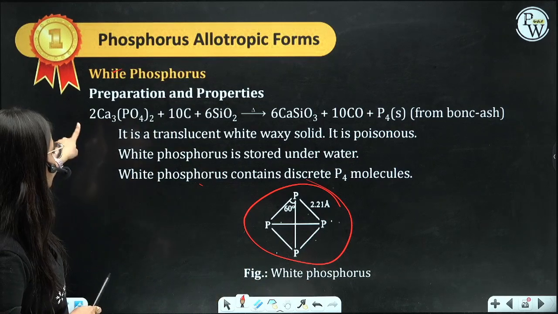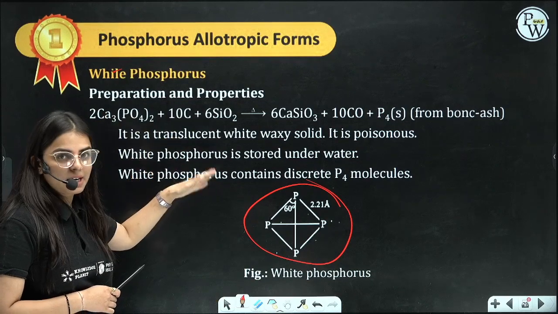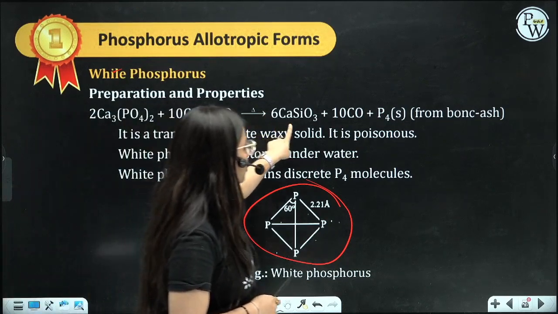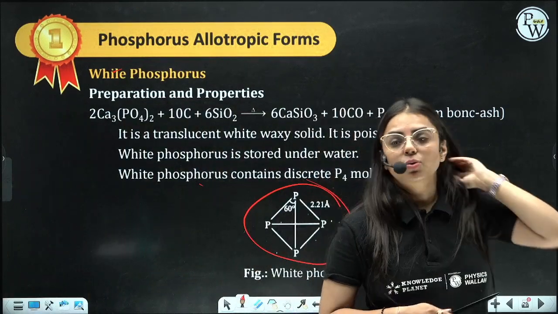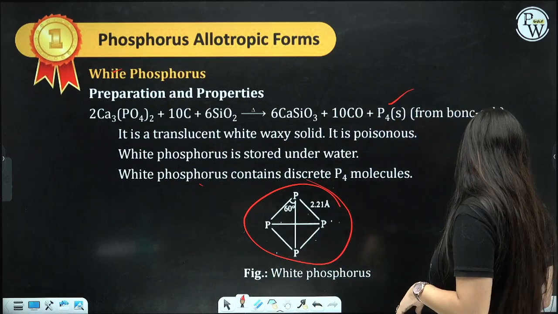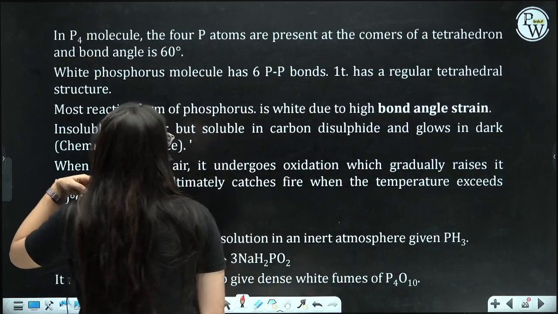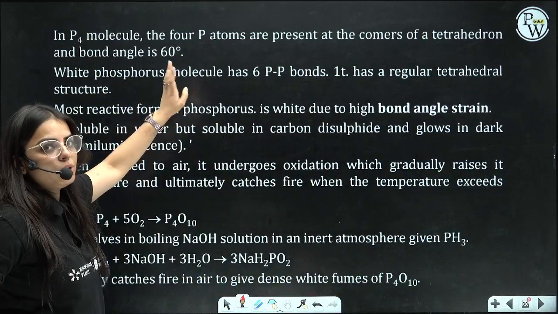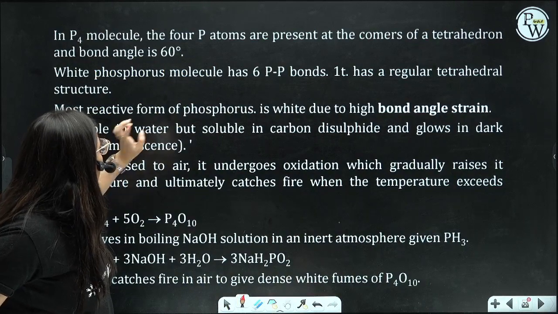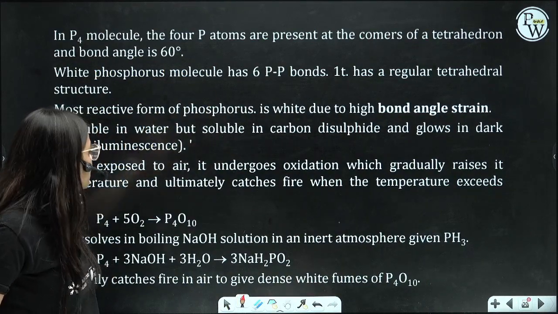Next part is preparation. It is prepared from Ca3(PO4)2. When you react it with carbon and SiO2, you get your slag, that is CaSiO3, and then you obtain your phosphorus as a byproduct. The next part is in the P4 molecule, the 4 atoms are present at the corners of a tetrahedron. I already told you the bond angle is 60 degrees. White phosphorus molecule has 6 P-P bonds. It has a regular tetrahedron structure.